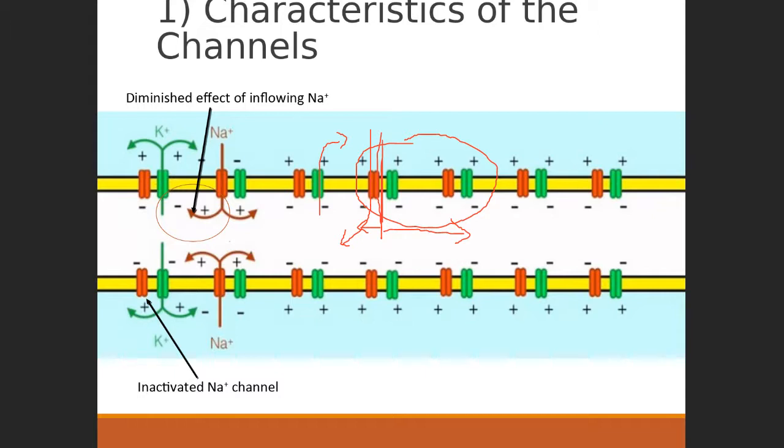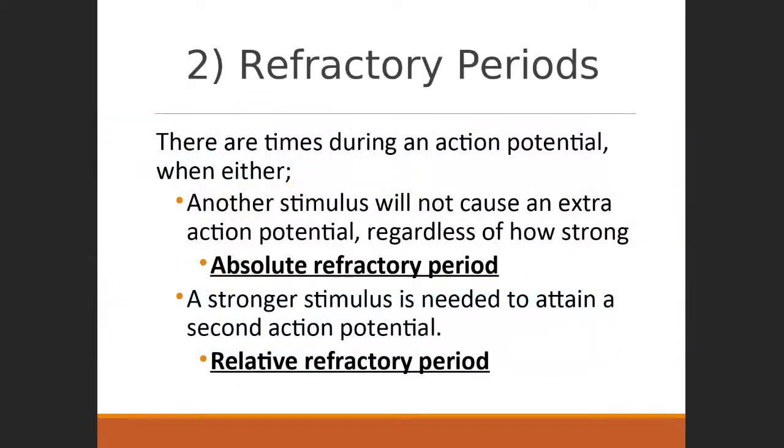So the nature of the channels and the nature of the ions that are fluxing in is the first reason that we get one-way propagation. The next is the refractory periods. And the good news is this is not like a whole new topic now, because these refractory periods are also a factor of the characteristics of the channels that we just discussed.